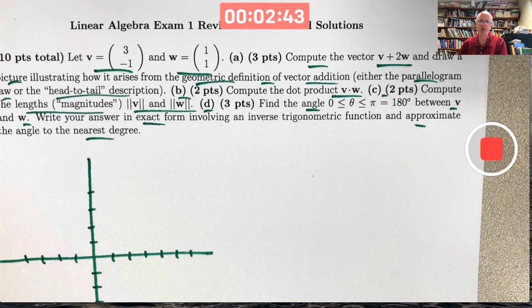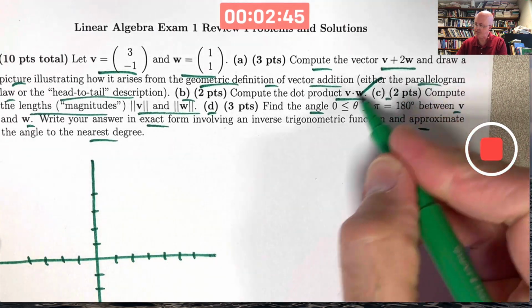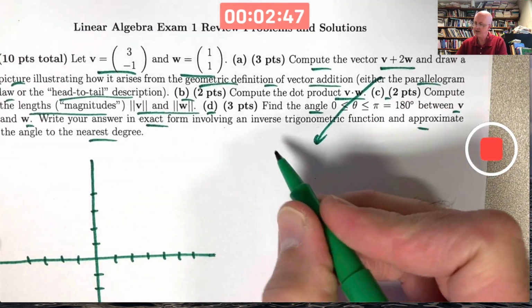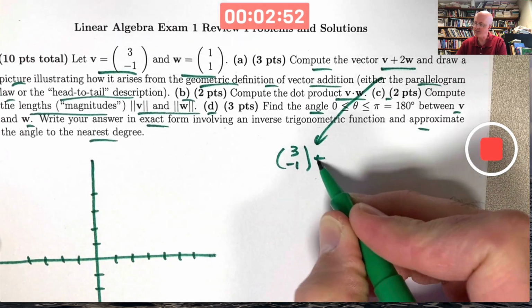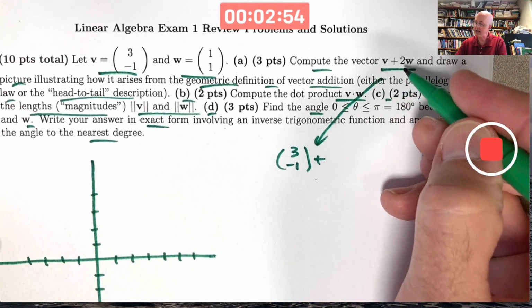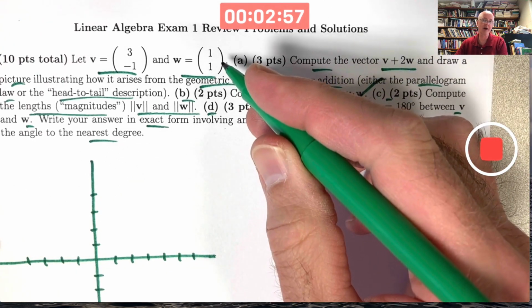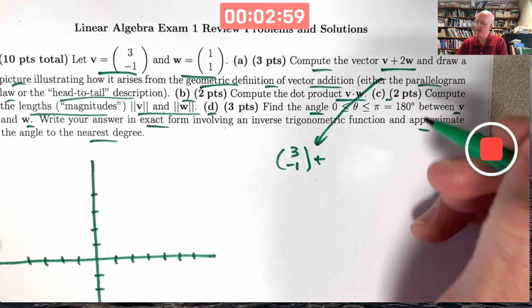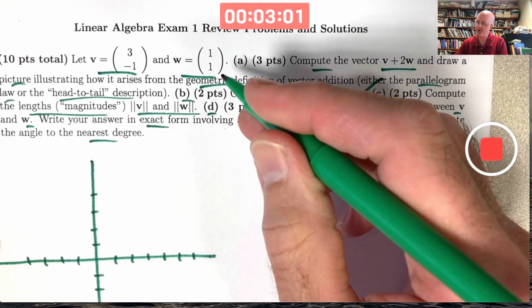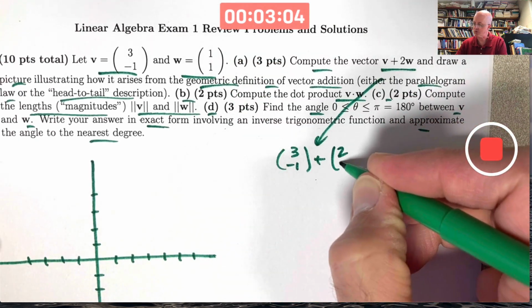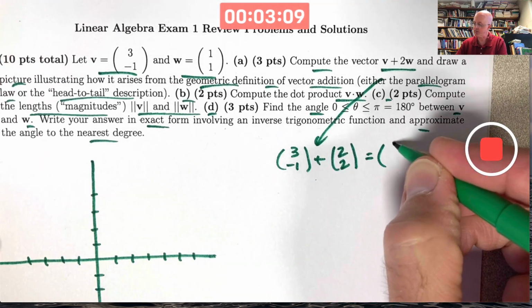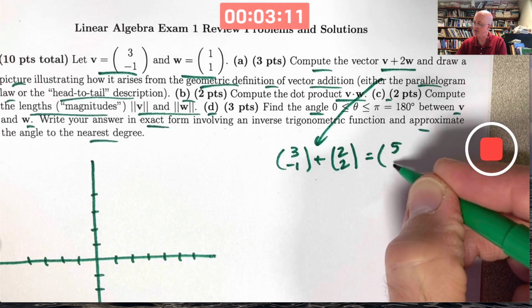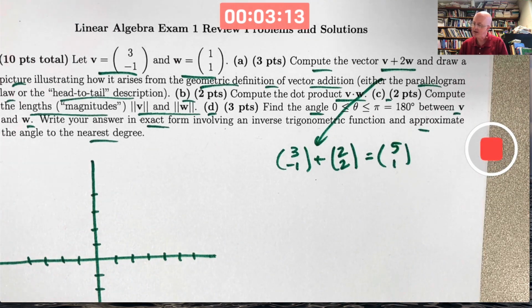All right, let's go ahead and first compute v plus 2 times w before we try to graph things. So I take v, written as a column vector, 3, -1, and add 2 times w. 2 is the scalar times w. I need to multiply the scalar by each component. 2 times 1 in the first component and 2 times 1 in the second component gives you 2, 2. I now add these vectors component-wise. 3 plus 2 gives you a component of 5, and -1 plus 2 gives you a component of 1. All right, that is what v plus 2 times w is.